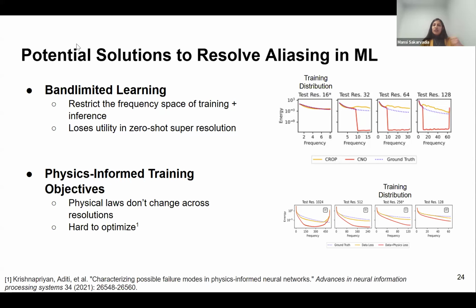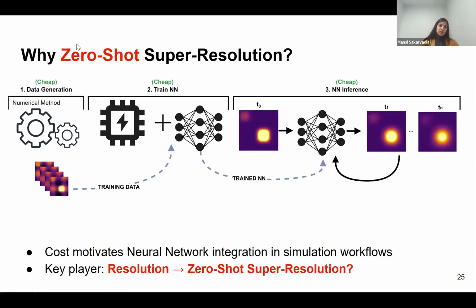And so we know that aliasing is an issue in zero-shot super resolution workflows, but these two solutions haven't quite hit the mark for us. So we returned to our original workflow and asked the more fundamental question as to why are we attempting to do zero-shot super resolution in particular? So we revisit our initial guiding motivation.